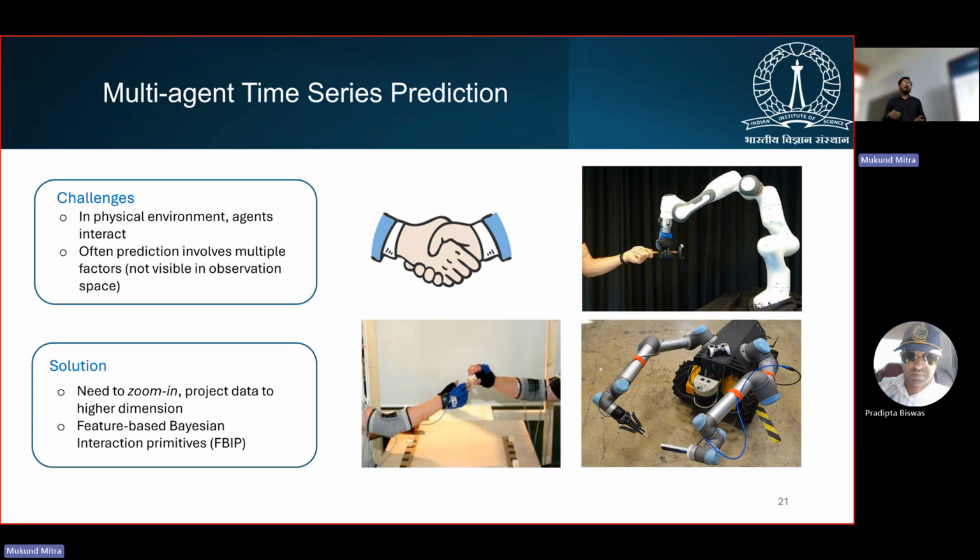So we need to kind of zoom into the data, or in other words, we can project the data to a higher dimension to observe some correlation between the data which is not directly visible in the main observation space. So in this case, we used an extended version of Bayesian interaction primitives with a set of features that we called feature-based Bayesian interaction primitives.